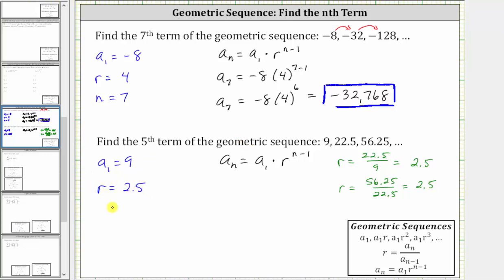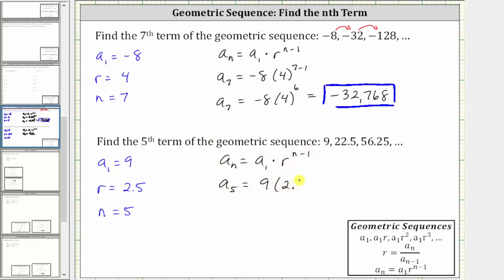And because we're looking for the fifth term, n is 5. The fifth term, a sub 5, is equal to a sub 1, which is 9, times r raised to the power of n minus 1, where r is 2.5. So we have 2.5 raised to the power of 5 minus 1, which gives us a sub 5 is equal to 9 times 2.5 raised to the fourth power.